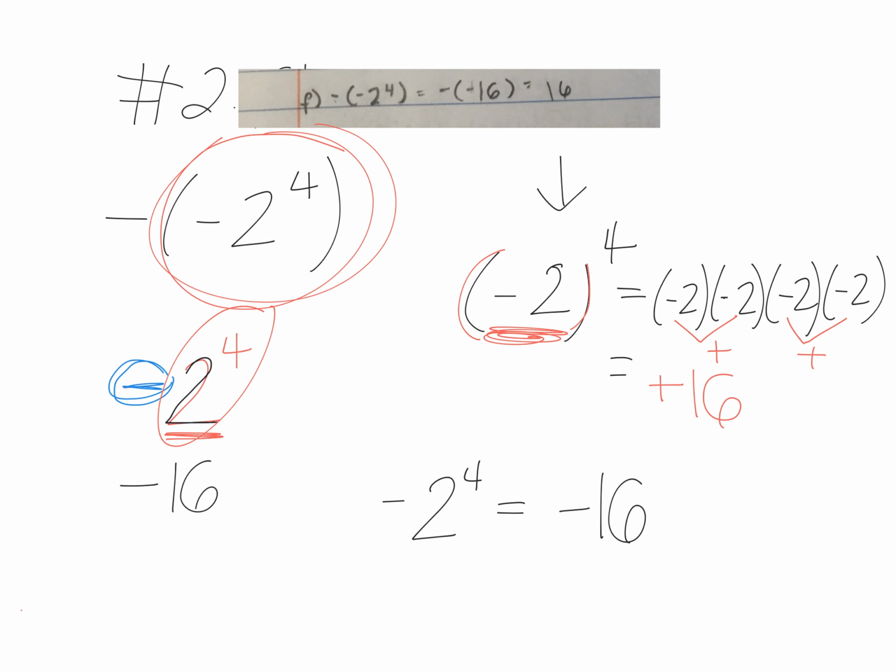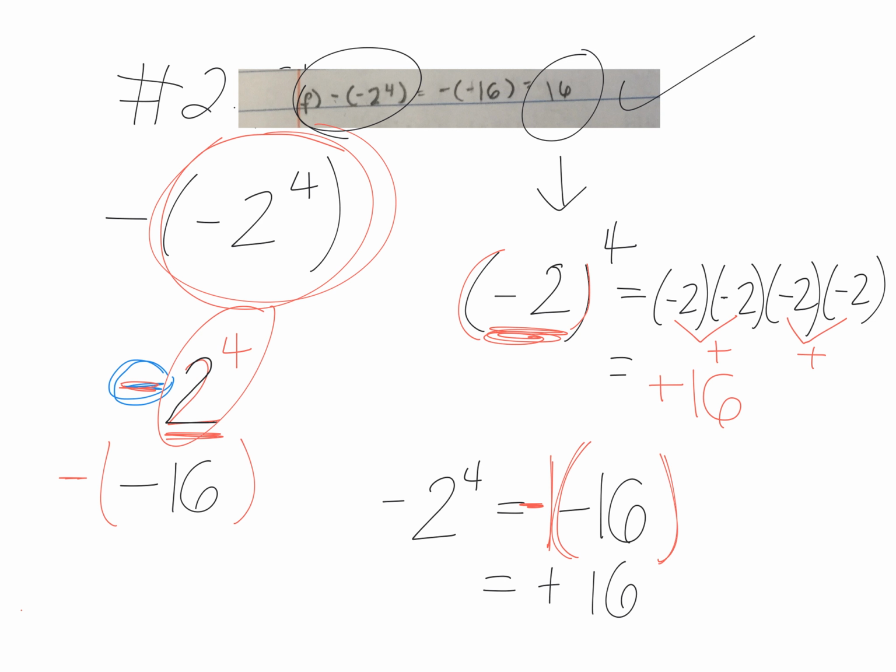But then the question had a negative in front of it. So we have to put a negative in front of this. So the answer is negative bracket negative 16. You can put a 1 here, right? You can multiply anything by 1, it doesn't change the answer. You're actually taking this negative and multiplying it by negative 16. What's a negative times a negative? So the answer is positive 16.